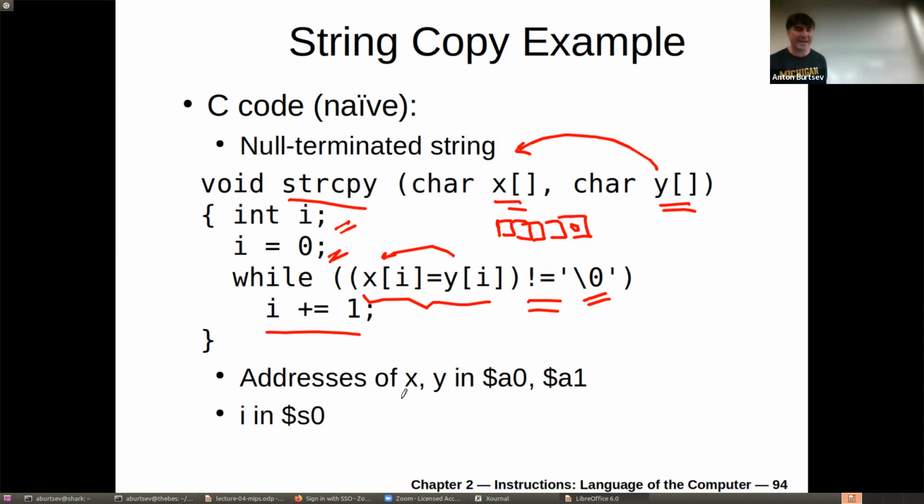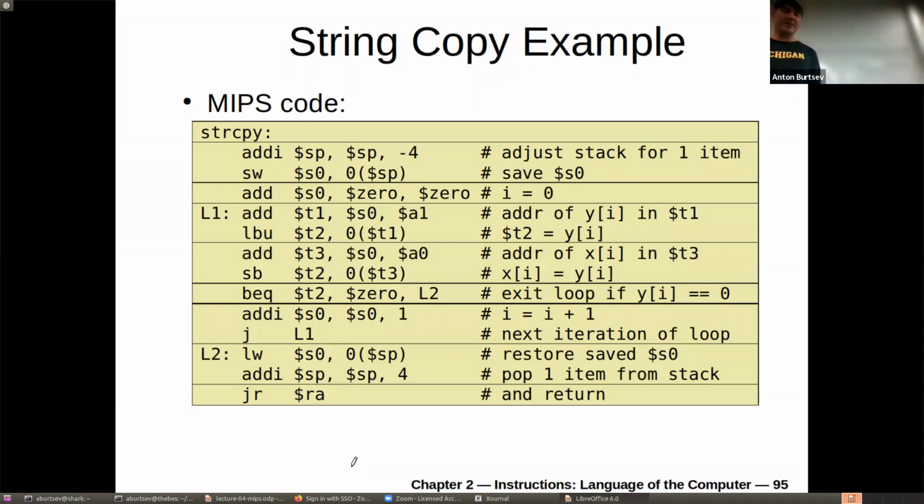So the addresses of X and Y are in our argument registers A0 and A1, and I is inside S0. Again, I wouldn't argue that it should be inside S0. I would be perfectly fine to put it in T0, just to say that we will be using a temporary register instead. It's just one way to write this in assembly. So again, we adjust the stack for 1 item. What is this 1 item? Who can tell me?